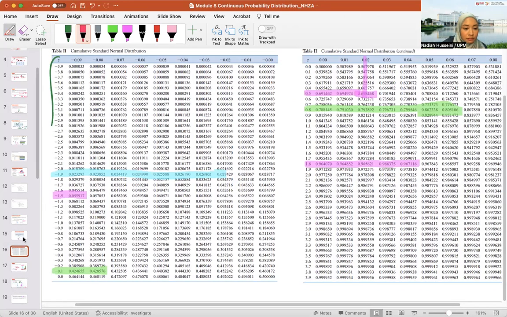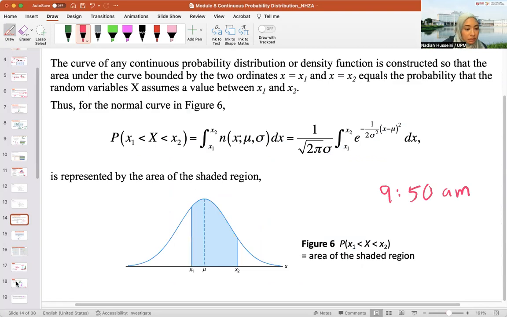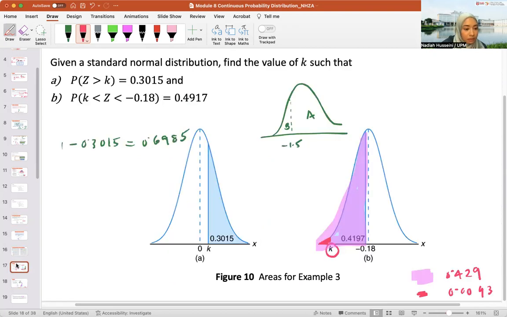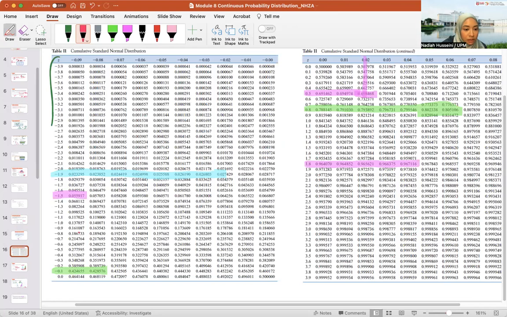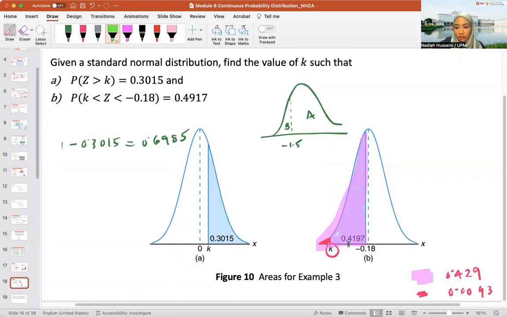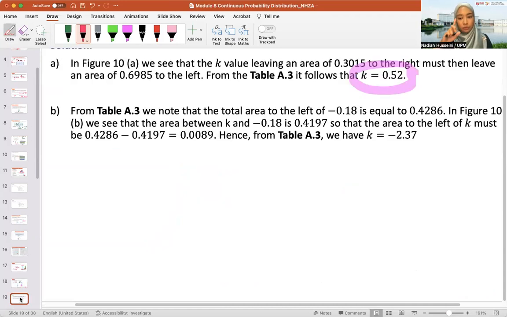So 0.0093 is around here, over here, this one, which is minus 1.32. Minus 1.32 from here to here. Okay, so K is minus 1.32. So let's look at the solution. Did we get it right?